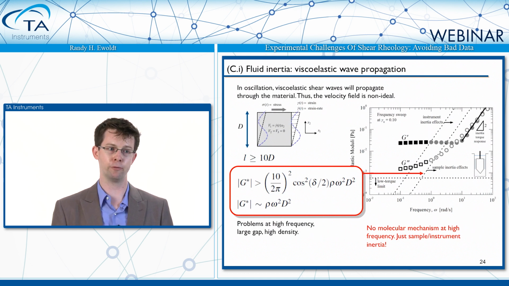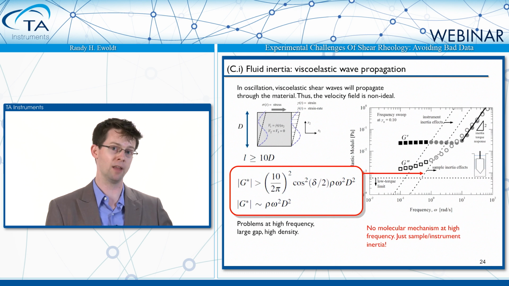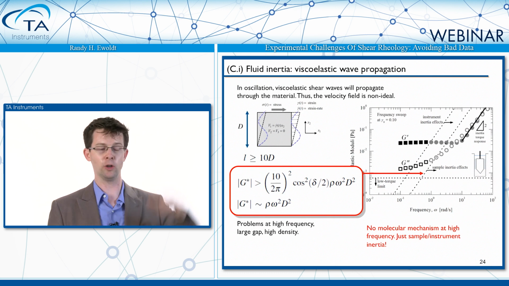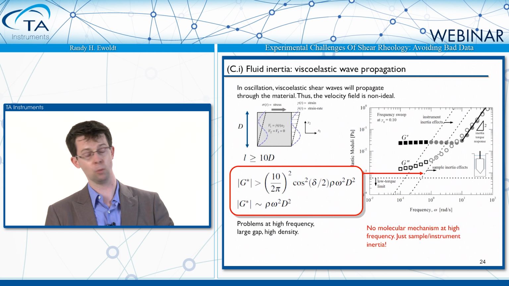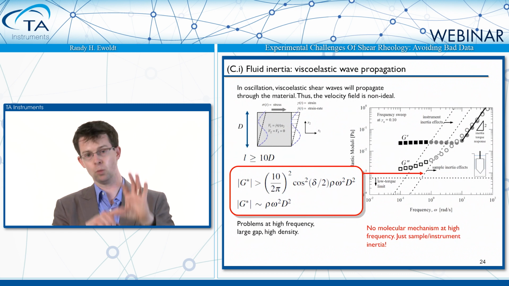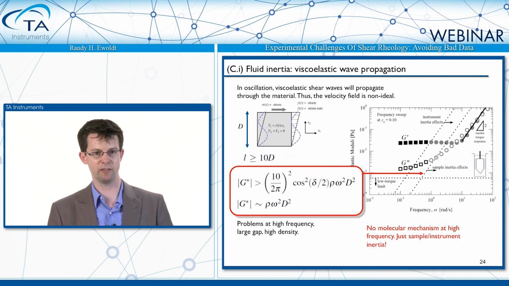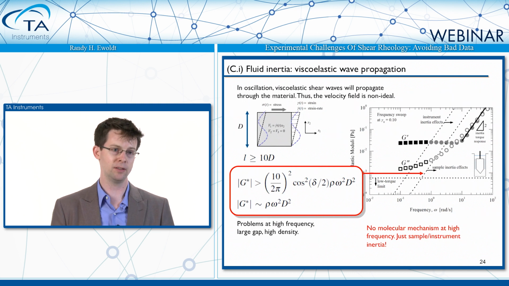And so you'll have problems when your frequency is high, so if you're far to the right on this plot, that's when you expect the problems to occur. And you'll have problems if your modulus is very low, because the wave speeds get very slow, and you can imagine waves building up in between your gap. So stiff materials, lower frequencies helps you avoid these sorts of issues.